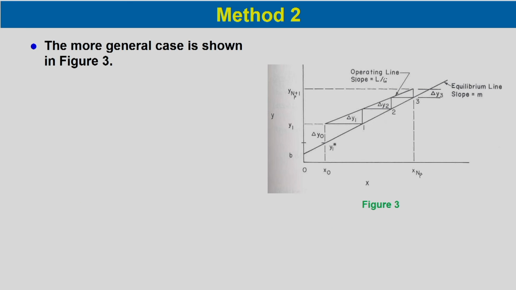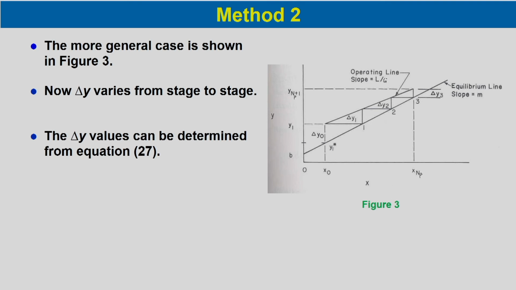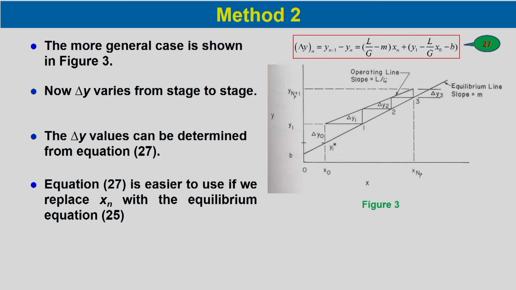Now, let us consider the more general case where delta y, the driving force, is not constant throughout. It is varying, but the equilibrium curve and the operating line are straight lines. So, delta y varies from stage to stage. The delta y values can be determined from equation 27, and from there we can calculate the stage to stage change of concentration.